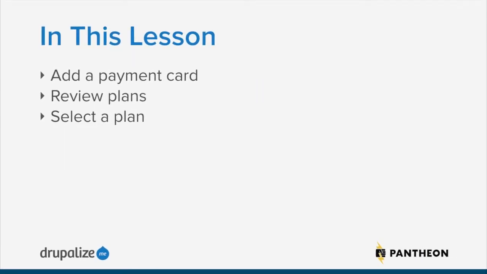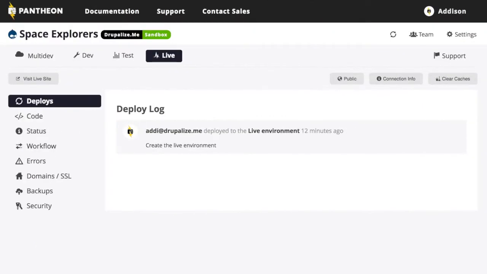So in this lesson, we're going to look at the plans. We're going to add a payment card and understand how that works. Then we're going to review the various plans that are available, and then we'll select a plan for one particular site that we're getting ready to launch. So getting your site launched in Pantheon is per site.